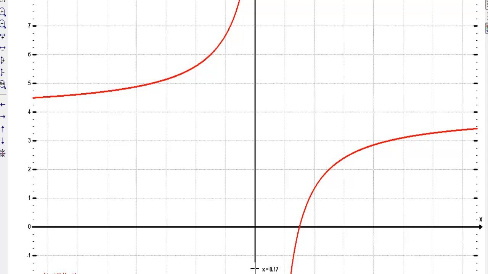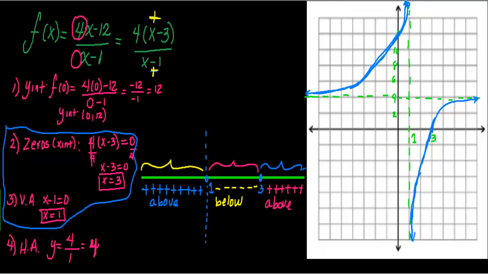It came out pretty good compared to what I drew. It looks very similar. There it is.